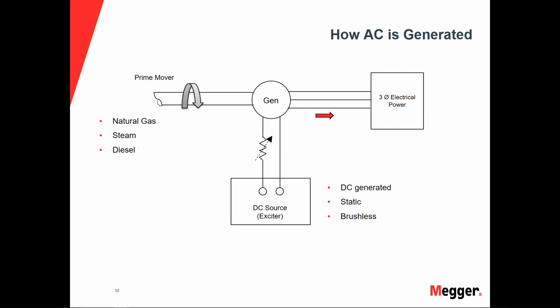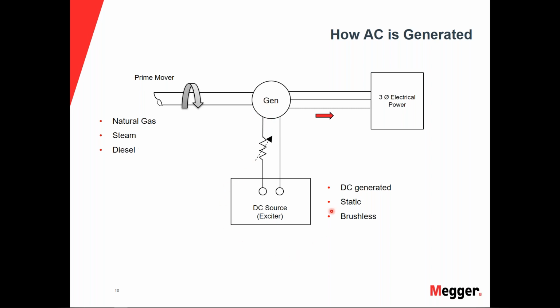So how's AC generated? You're going to have a prime mover, and the prime mover is going to be the mechanical energy that you're going to use to create electrical energy. Some prime movers are powered by natural gas, by steam, or even by a diesel engine. As this prime mover is rotating, we're not generating electricity yet.